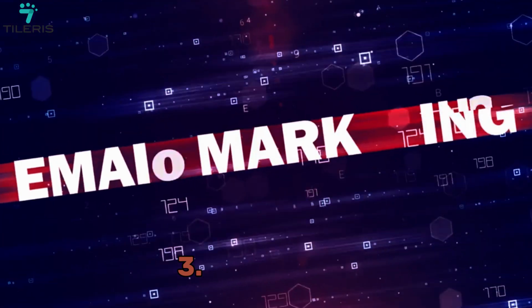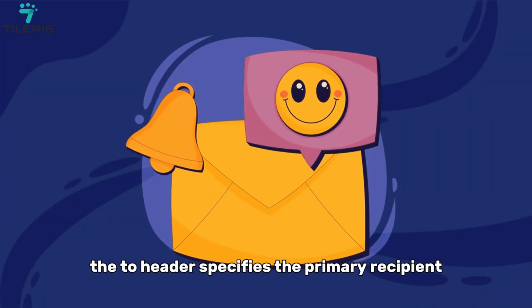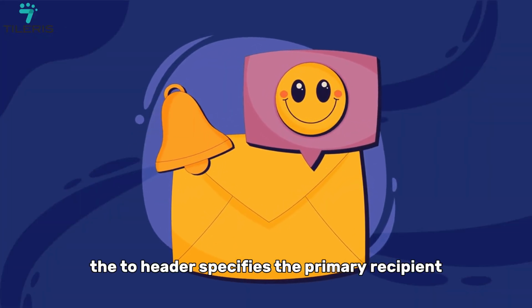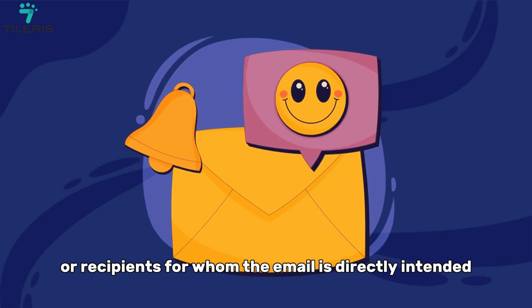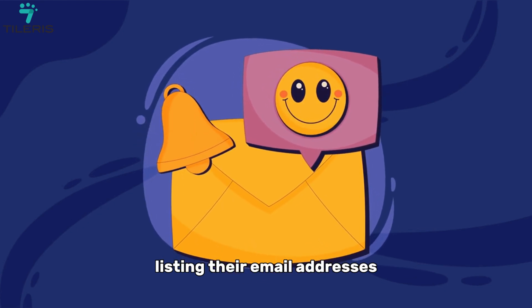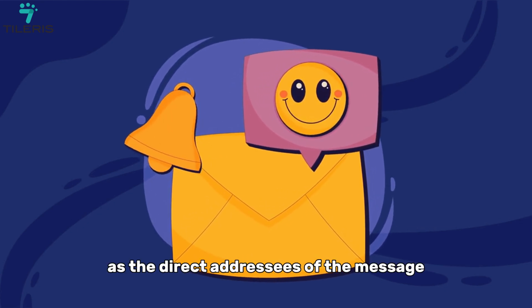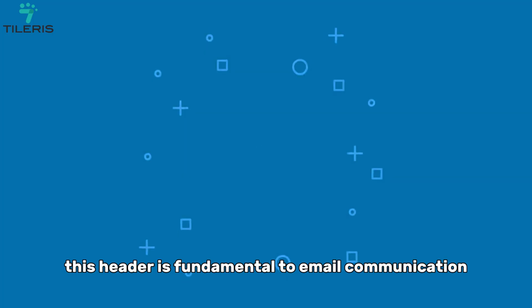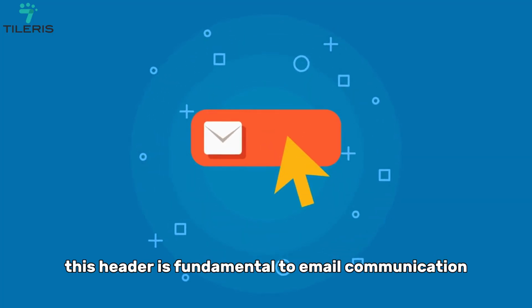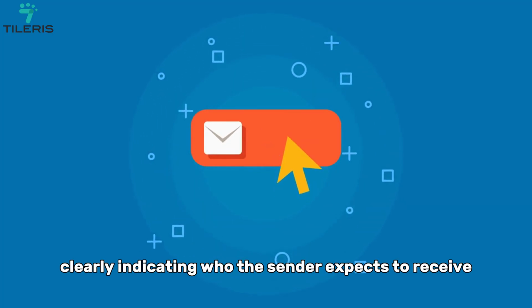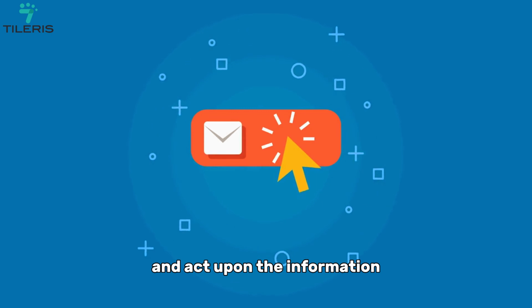3. To headers. The to header specifies the primary recipient or recipients for whom the email is directly intended, listing their email addresses or display names as the direct addressees of the message. This header is fundamental to email communication, clearly indicating who the sender expects to receive and act upon the information.